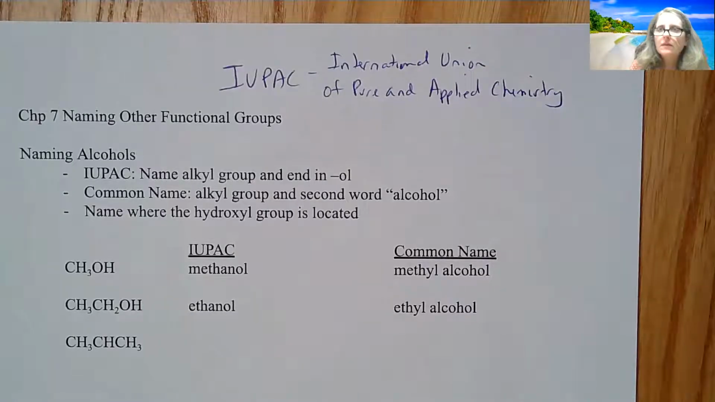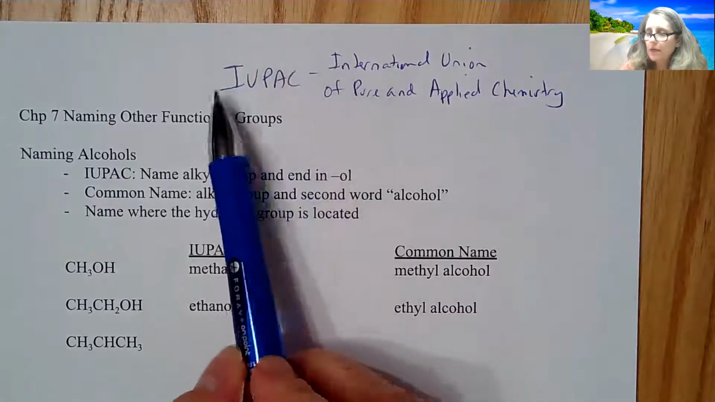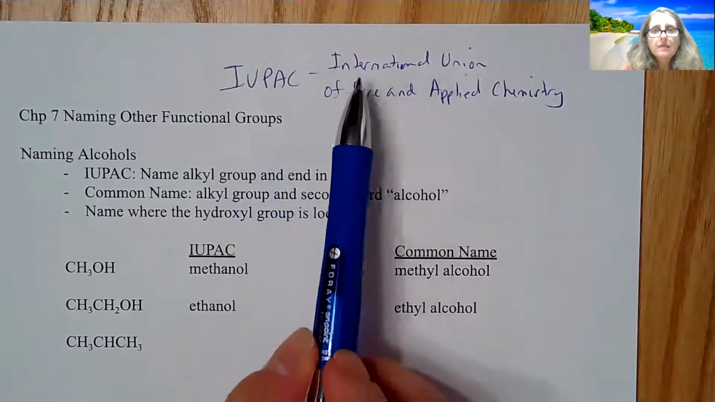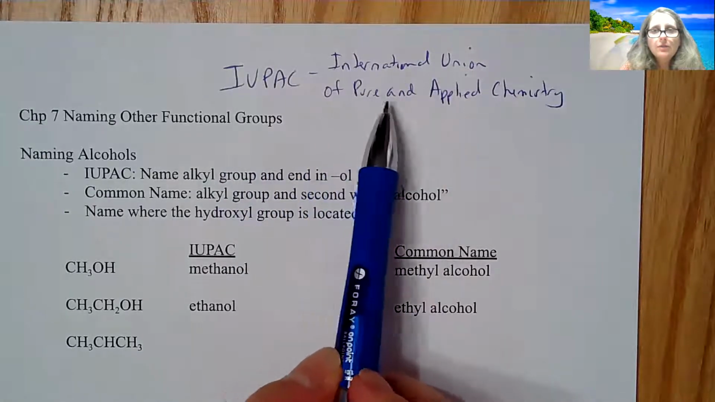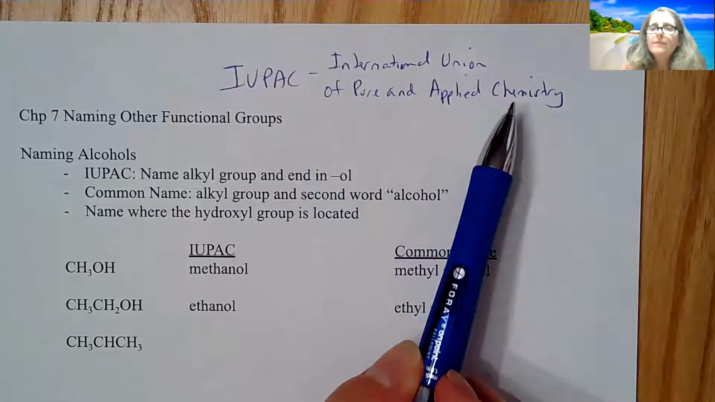So this is going to be a lecture on naming functional groups. We spent most of the other videos doing your hydrocarbons. Now we're going to involve things with oxygen and things with nitrogen. So on the top of your notes, write IUPAC. It stands for the International Union of Pure and Applied Chemistry.